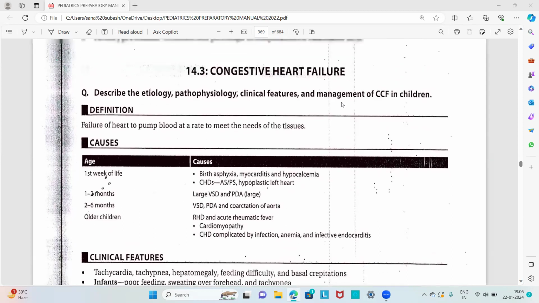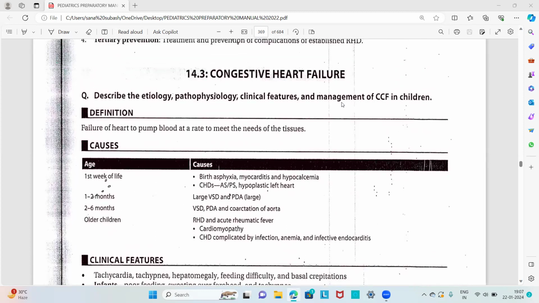In the majority of university pediatric examinations, there will be questions regarding congestive heart failure, like what are the causes and clinical manifestations of congestive cardiac failure in infancy as well as childhood. Another question is what is the management of congestive cardiac failure in children. So these are the usually asked questions. Moving on to the definition of congestive heart failure.